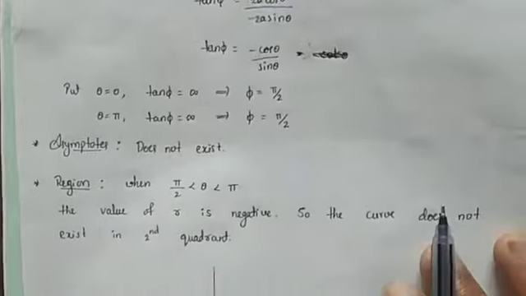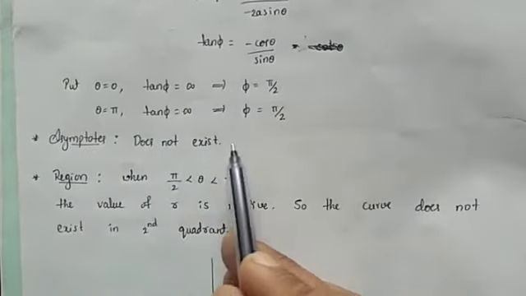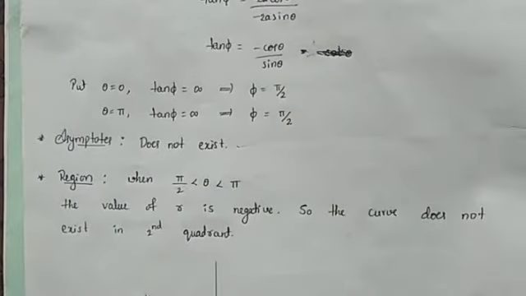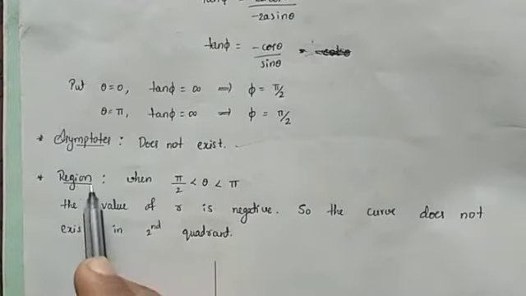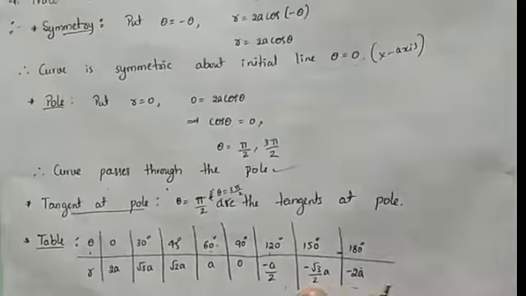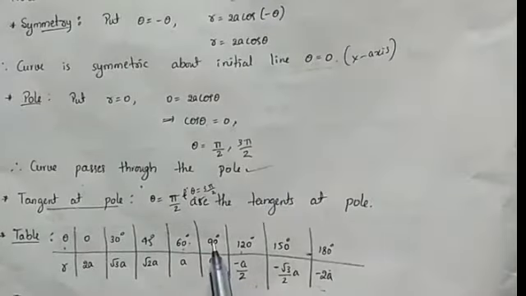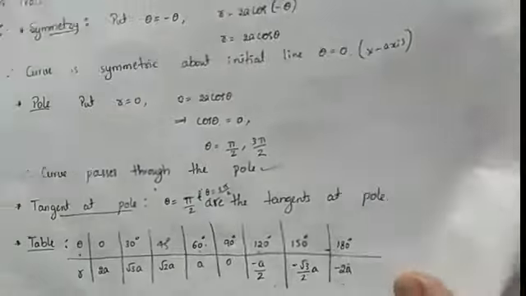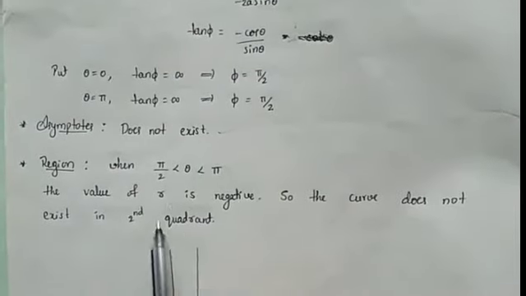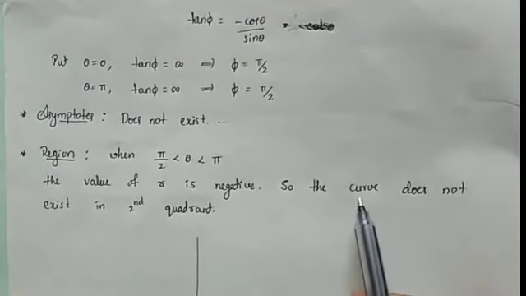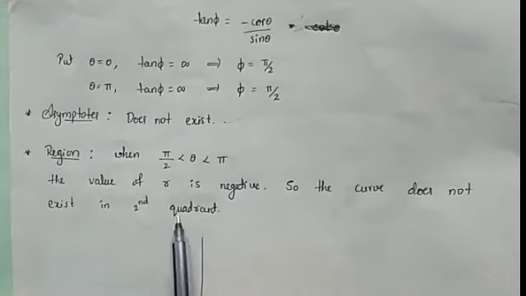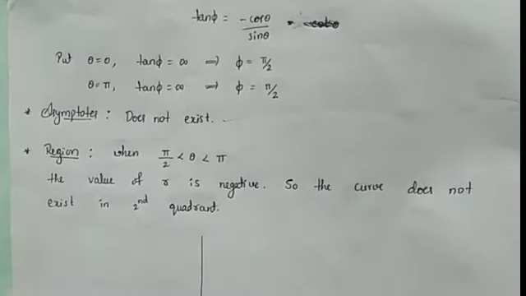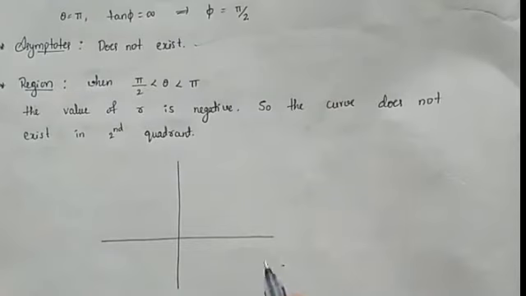The next one is the asymptotes. Asymptotes do not exist. The next one is the region of the curve. When theta lies between 90 to 180 degree, the curve does not exist because the r value is negative. The value of r is negative, so the curve does not exist in the second quadrant. Okay, so let us move on to trace the curve.